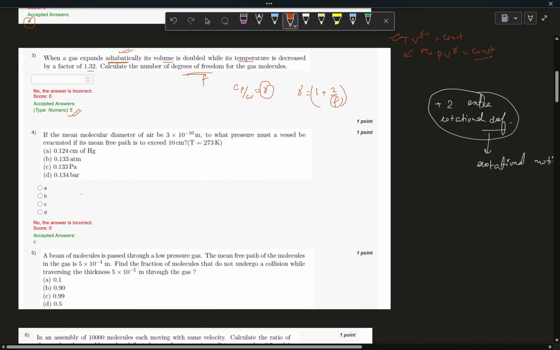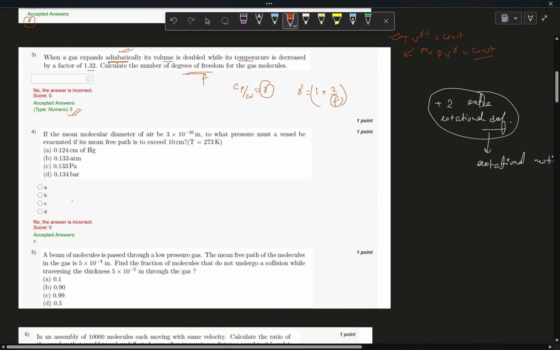Then question number 4 is: if the mean molecular diameter of air is 3 into 10 to the power minus 10 meter, to what pressure must a vessel be evacuated if its mean free path is to exceed 10 centimeter? So the molecular diameter of air is sigma. This is the diameter, remember. Then to what pressure? The pressure is what you have to calculate, if the mean free path lambda is to exceed 10 centimeter.